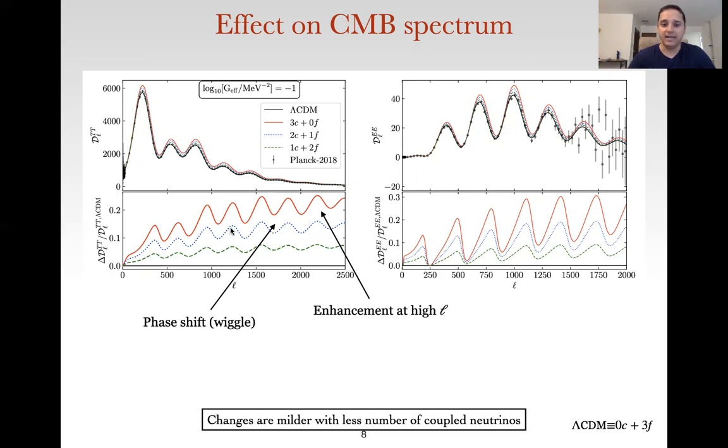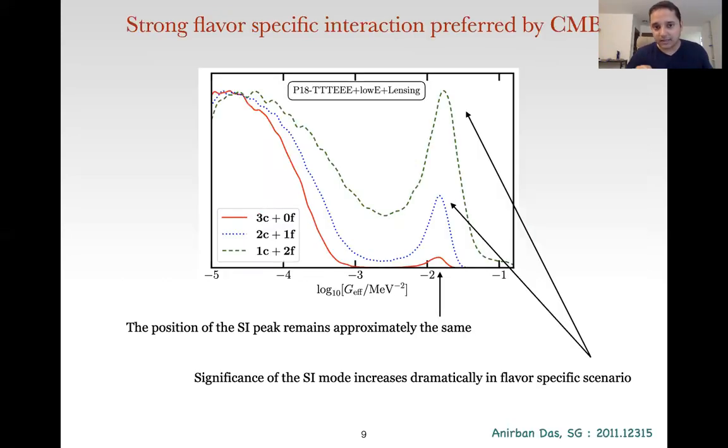However, the features are milder, the changes are milder in the 1C and 2C scenarios, because we have fewer free-streaming, fewer coupled neutrinos, which is closer to the lambda CDM limit. Now let's look at some MCMC results. So this is the constraint on G effective in these three scenarios.